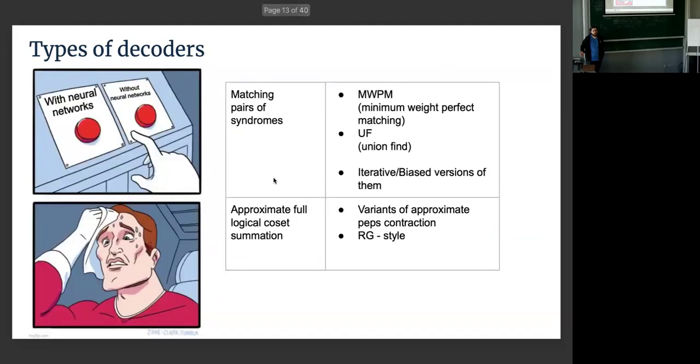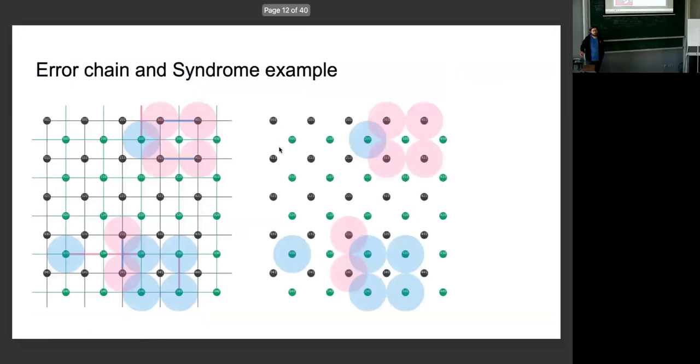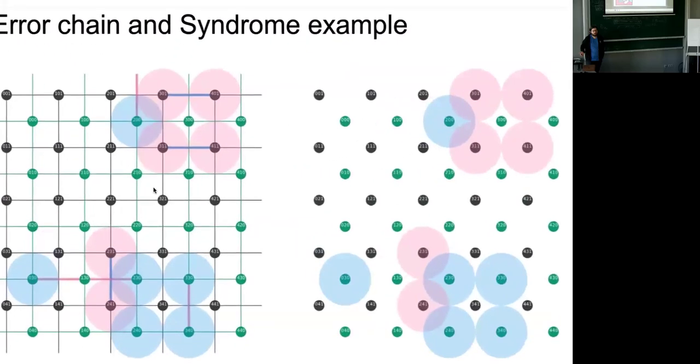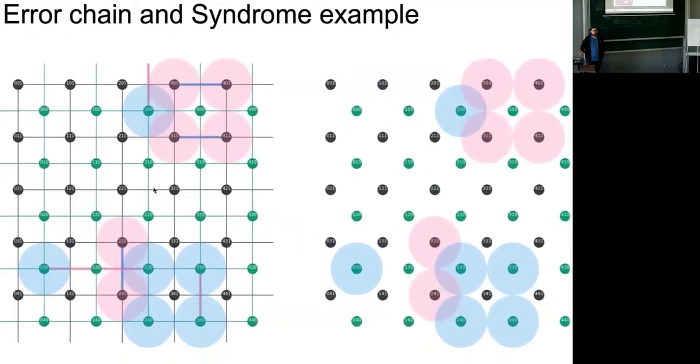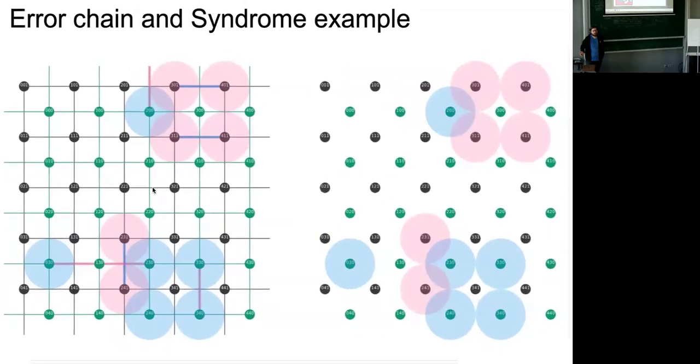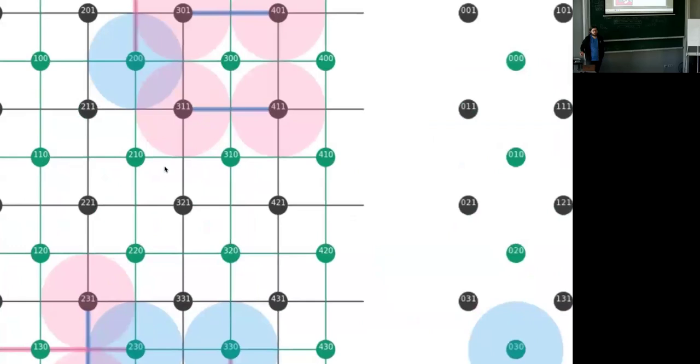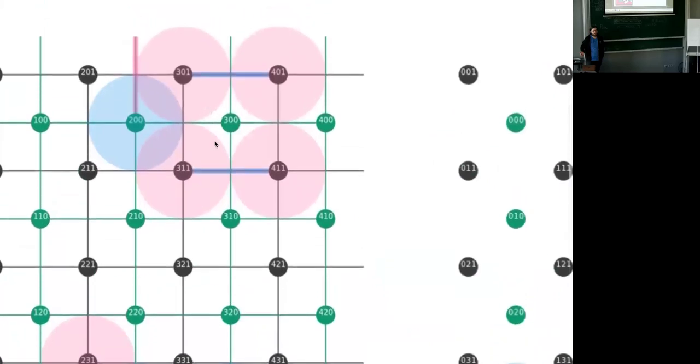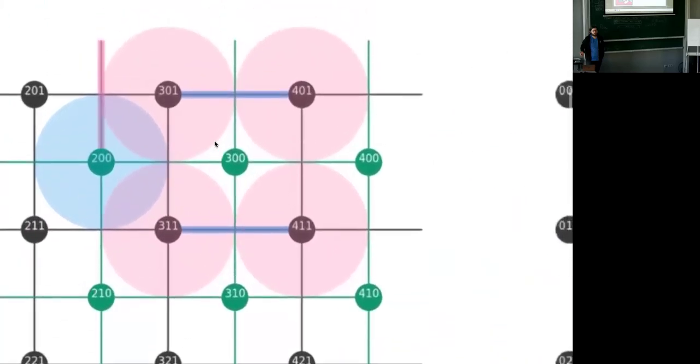Just to clarify, can you go back to the previous slide? I'm finding it hard to see the colors. So basically there is a sequence of edges, and then the syndrome is at the endpoints of the edges. So if you have a pink edge, then the blue things are what you read out, and vice versa. If you have a blue edge, then it has the pink edge.